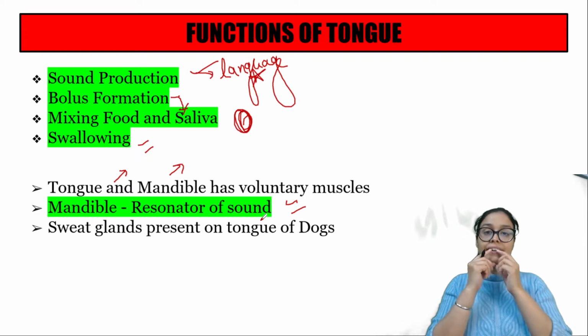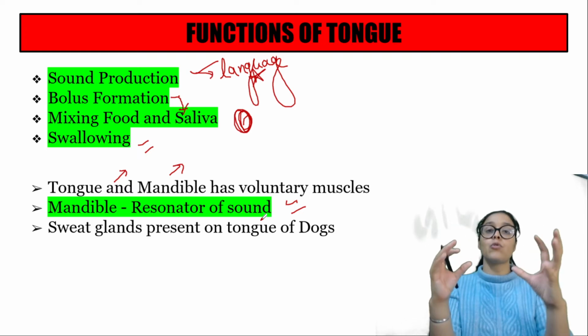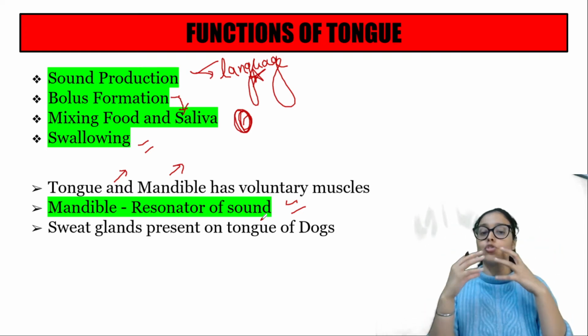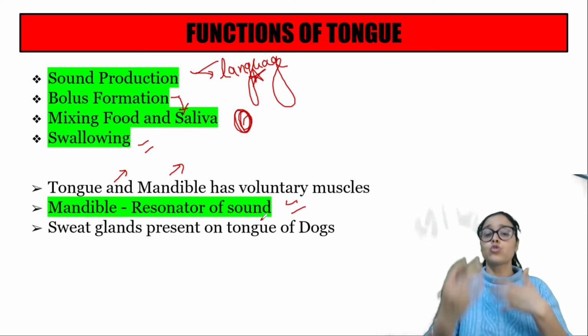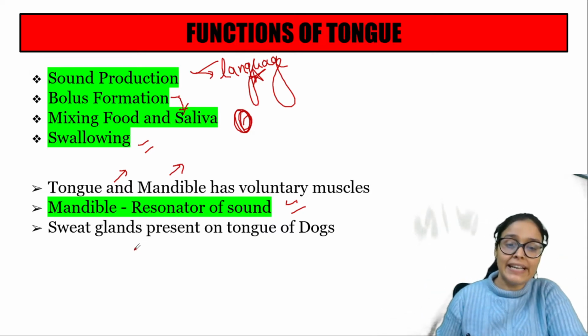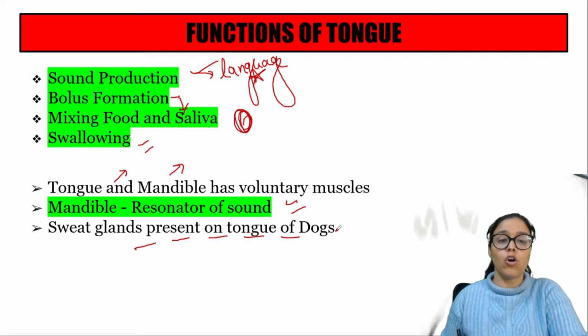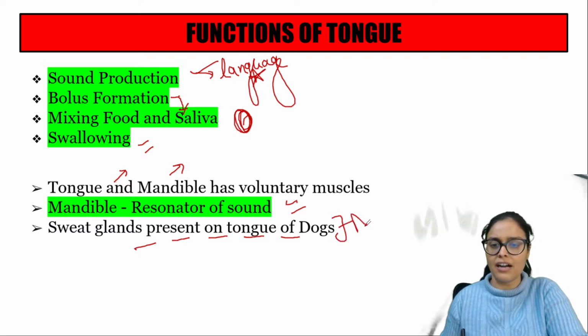So lower jaw and tongue together would help in the sound, increase the sound resonation. तो जो resonance, तो जो भी हम बोल रहे हैं उसको resonate करेगा. Sweat gland present on the tongue of dogs.